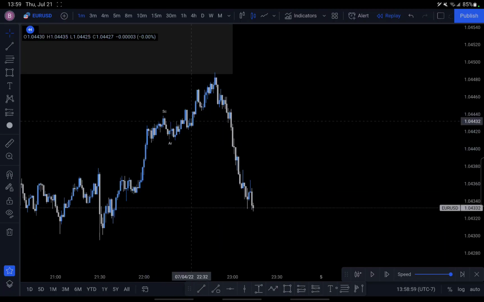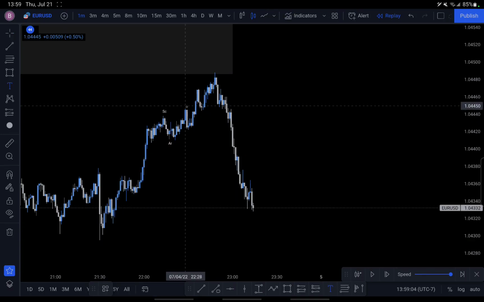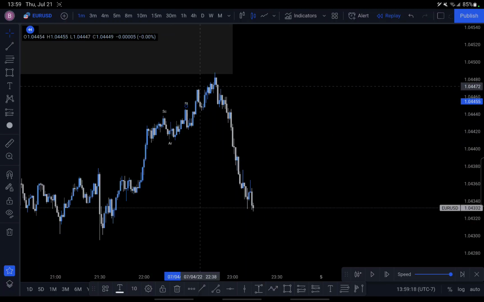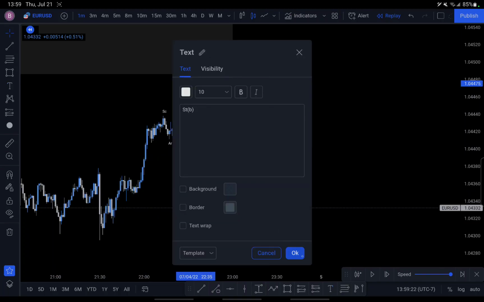Alright, we have our secondary test. Clearing the liquidity up here, breaking down. So we're creating a trend line of liquidity here. Okay, so all this needs to be mitigated. Have our secondary test in phase B right here.